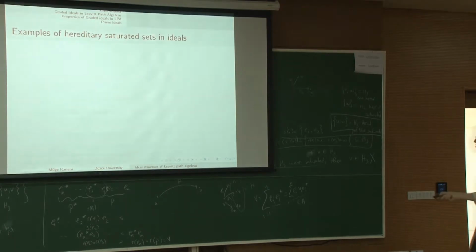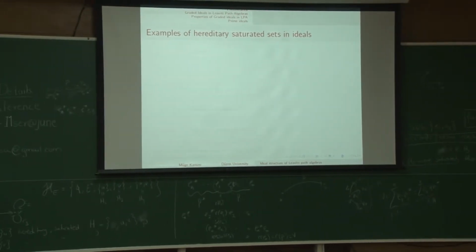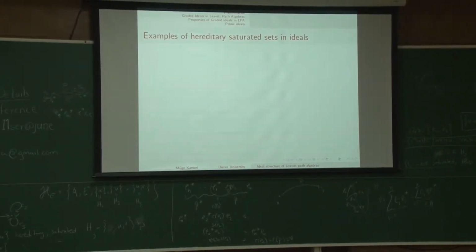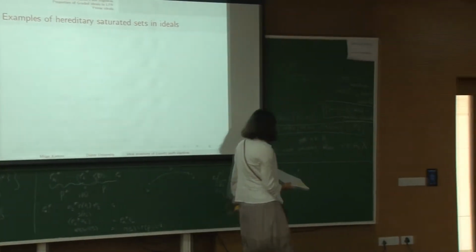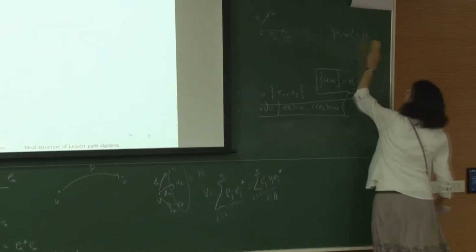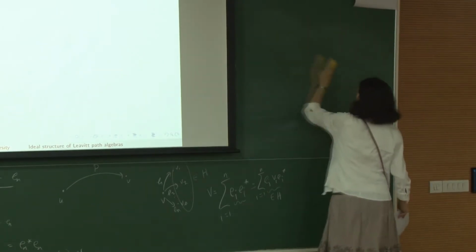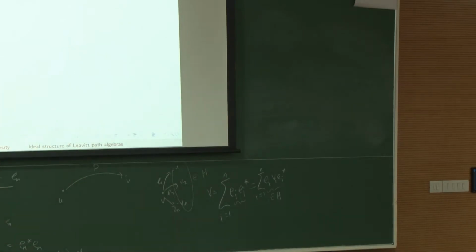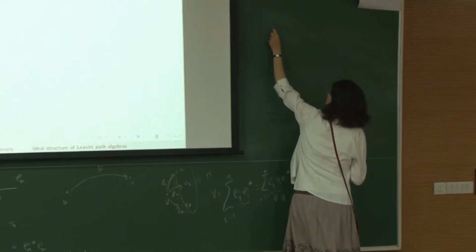Okay, so one quick example is... Is this ideal that has come up in the morning and it will come up quite often. Consider this graph.